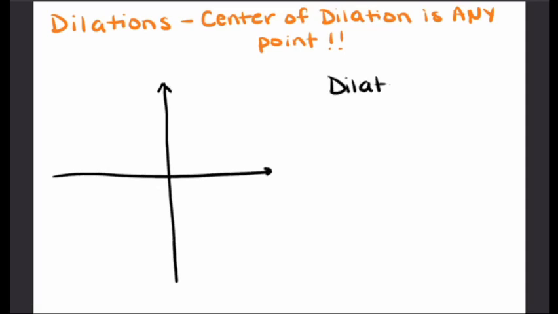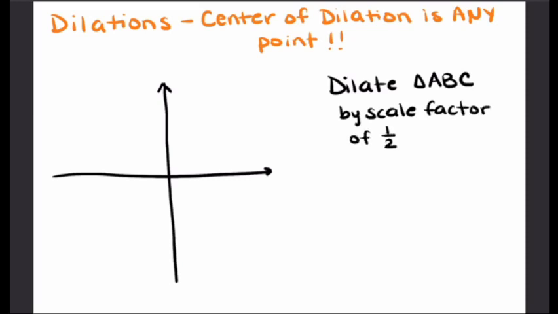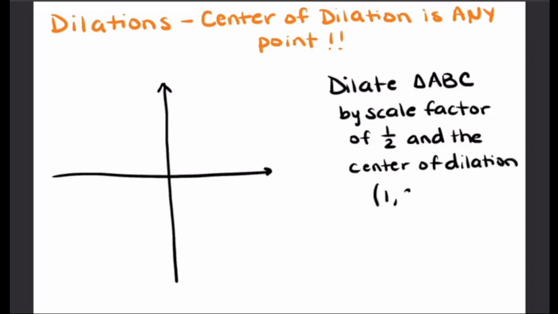So I'm just going to start off doing this with an example. I think that's the easiest way to do this. So I'm going to draw a quick little picture for us of a figure. And let's say we're going to dilate triangle ABC, and I'm going to draw triangle ABC on there in a second, by a scale factor. I used 2 in one of my videos, so let's do a scale factor of 1/2. And the center of dilation will be the point 1, 2, okay?